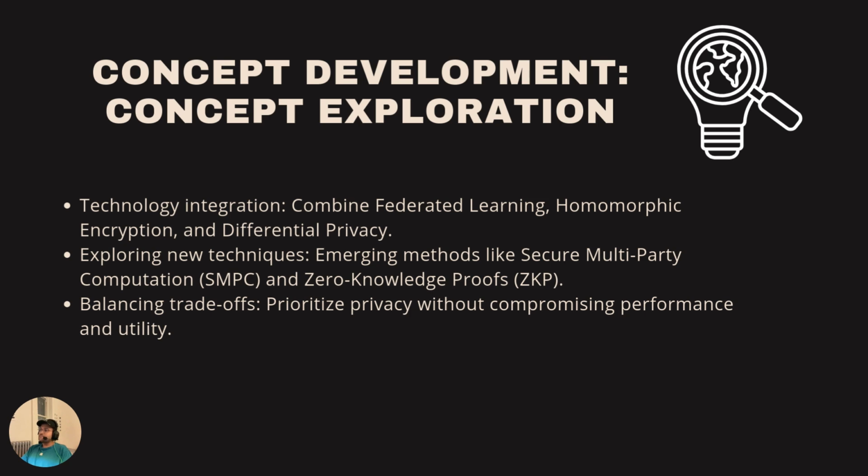Privacy preserving methods often come with trade offs in terms of performance and utility. For example, while differential privacy provides strong privacy protections, it can also reduce the accuracy of machine learning models by introducing noise. Similarly, homomorphic encryption offers strong security but can also slow down computations due to its high computational cost. Finding the right balance between privacy and system performance is a critical part of this stage.